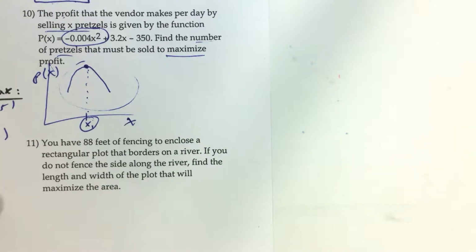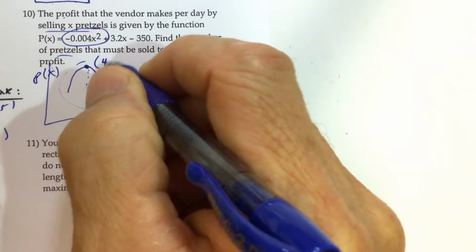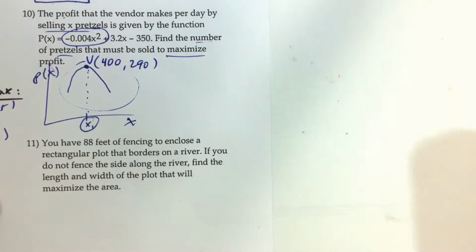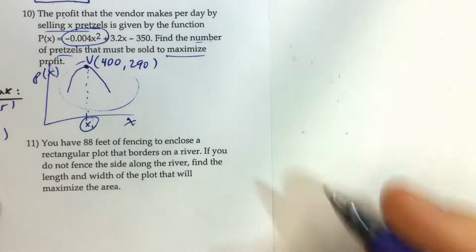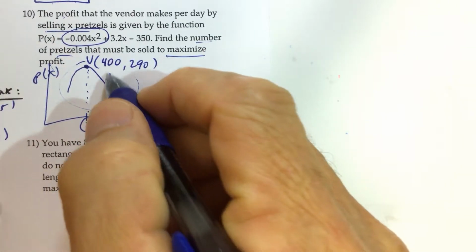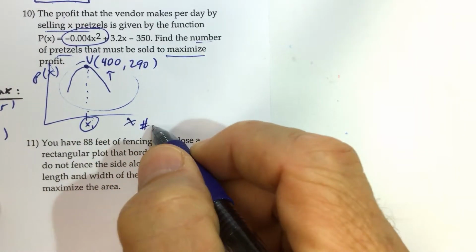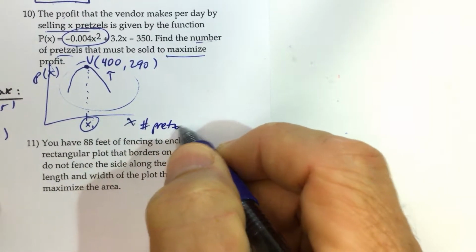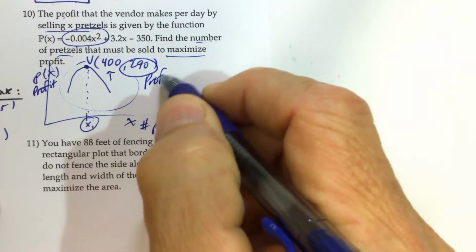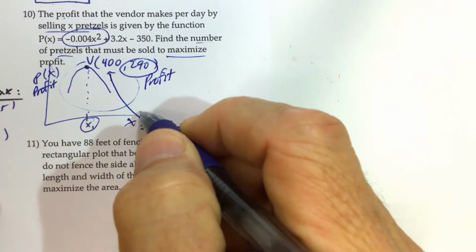If I were showing the work for this, which I have to show in order to get full credit, I would show the vertex at 400, 290. And the vertex has meaning now because it's a word problem. X is the number of pretzels, and the y is the profit. So that's the profit. That's the number of pretzels.